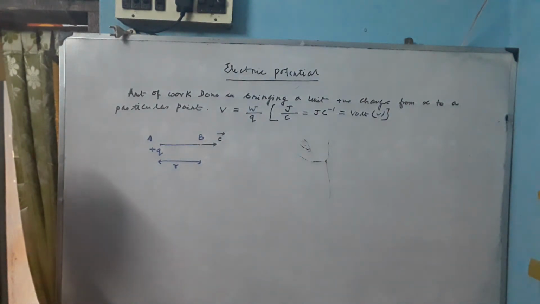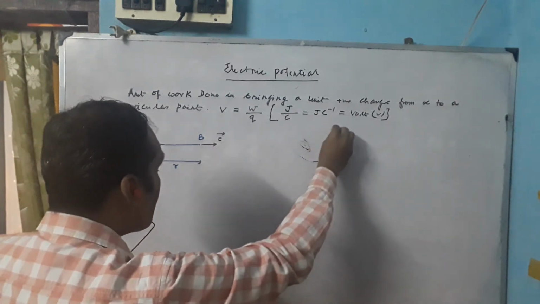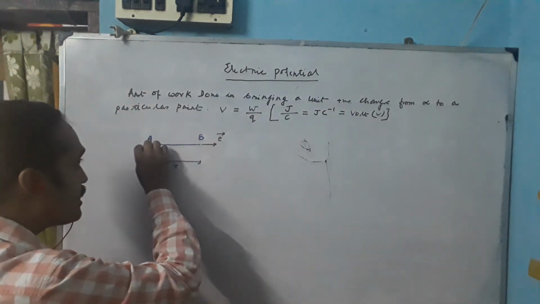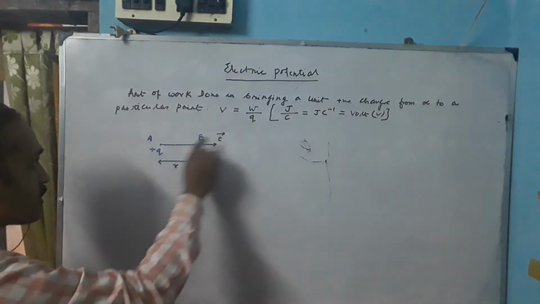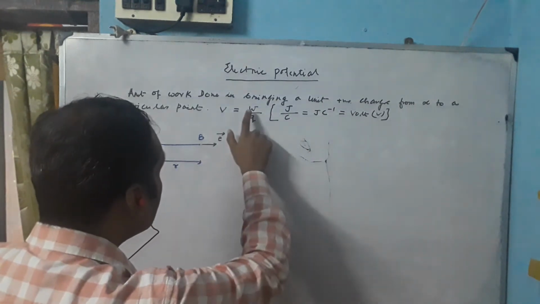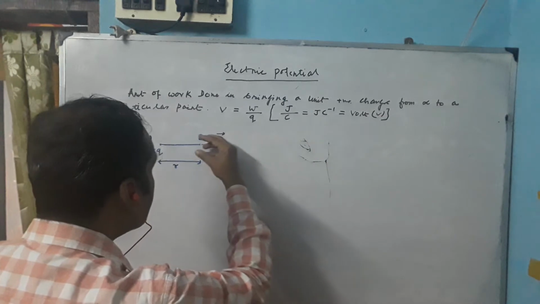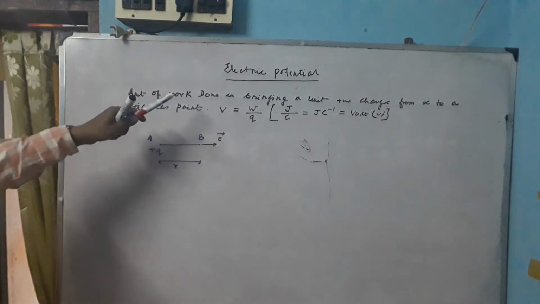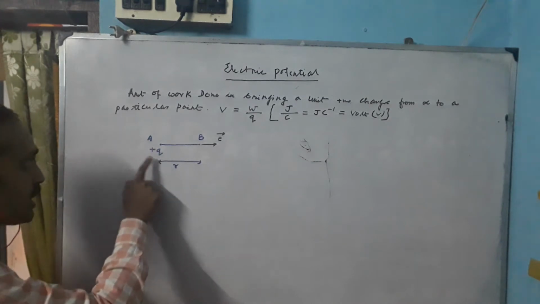So if we want to bring this unit positive charge, which is somewhere at infinity, near the vicinity of A, then this charge will experience a coulombic force of repulsion due to this plus Q. Henceforth, we need to do some work done in bringing this charge from infinity towards the point B. Actually, this amount of work done is nothing but the potential of the charge plus Q.